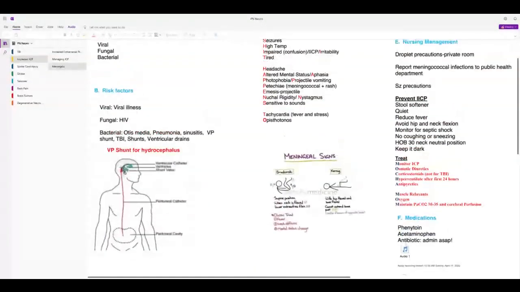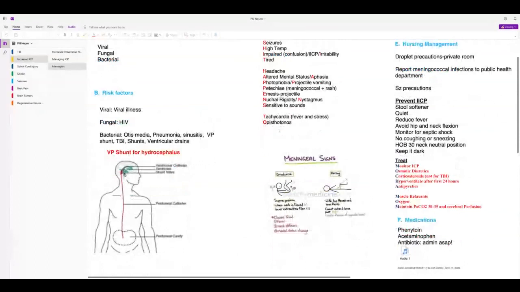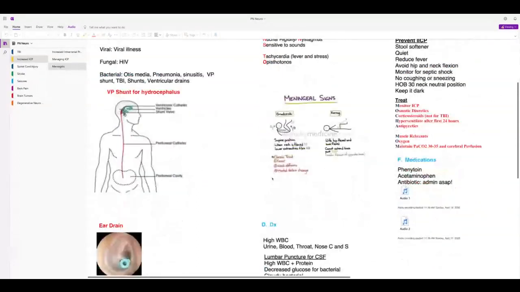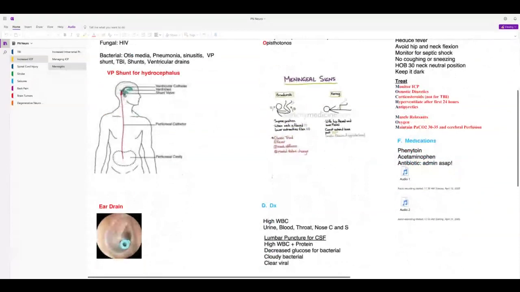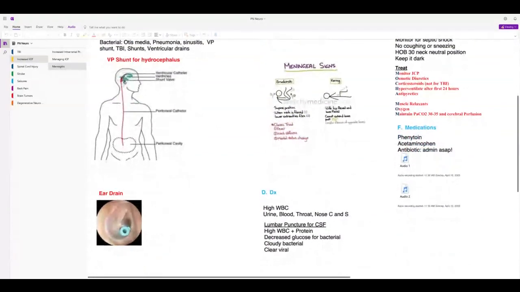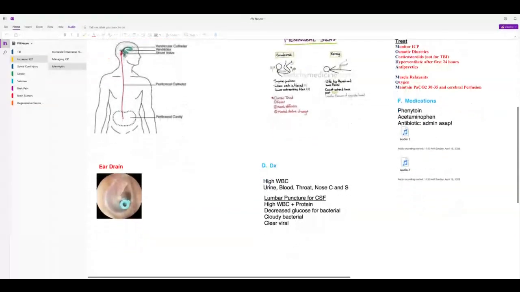We went through these findings that you normally see in increased intracranial pressure. These meningeal signs are going to be very important for you to know. Okay, now we talked about the lumbar puncture. Now, in general, patients are going to have a high white count, and you're going to get a bunch of cultures to try to figure out what causes the meningitis. But when you do the lumbar puncture for cerebral spinal fluid, you'll see white, and this was a proctor topic.